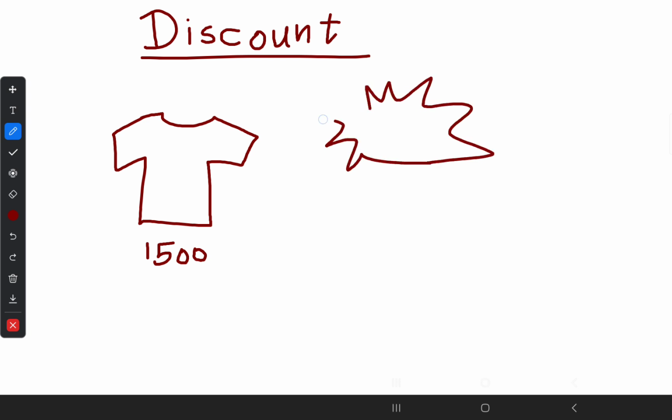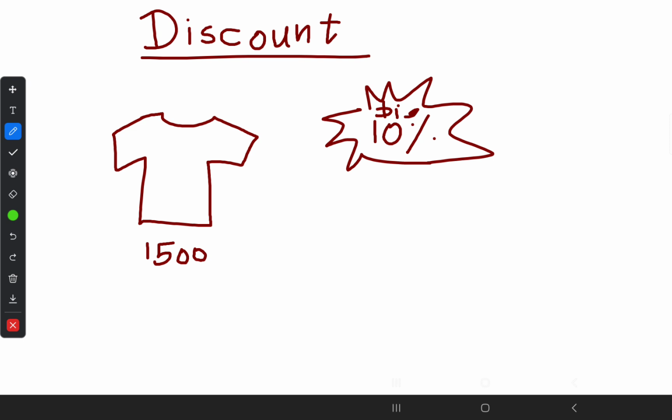At that place, they will show something like this: 10 percentage discount. I think you are familiar with these kinds of instances, 10 percentage discount or sale for 10 percentage. Likewise, you will receive something like this. So, what would it be? Here you should understand one thing clearly.